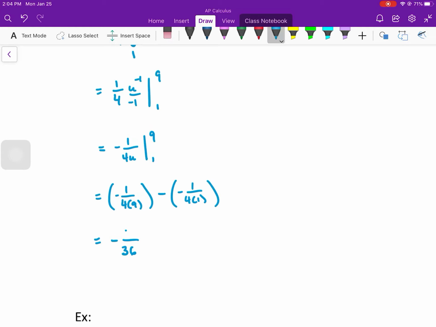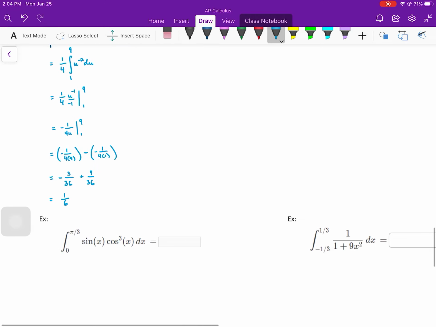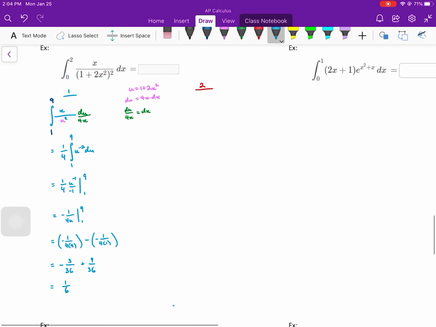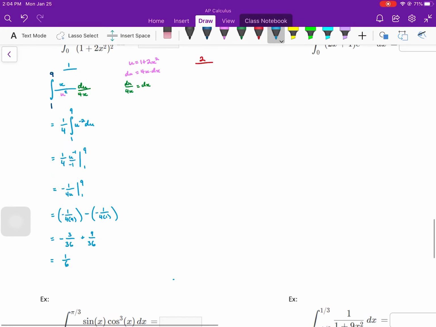And I'm going to have to get a common denominator. So that's going to require me to multiply this one by 9 over 9, because it's going to be 4 on the bottom, right? So plus 9 over 36, which is 6 over 36, which is 1 over 6. So 1/6 is the answer. Seems pretty lengthy, but it's not too bad.